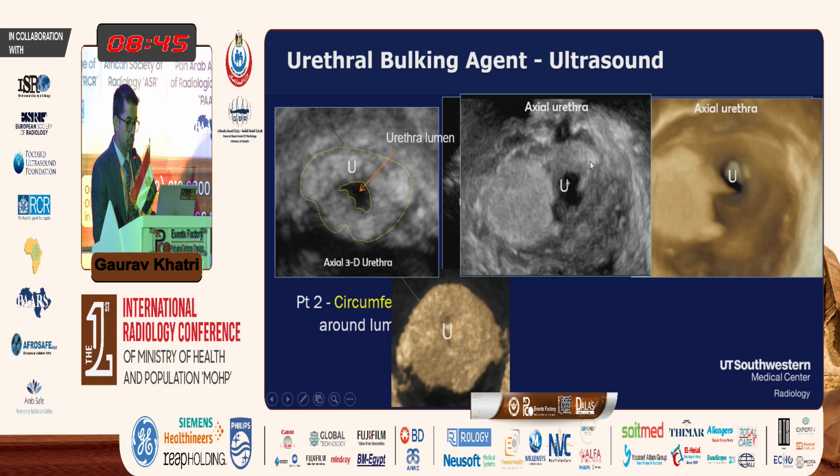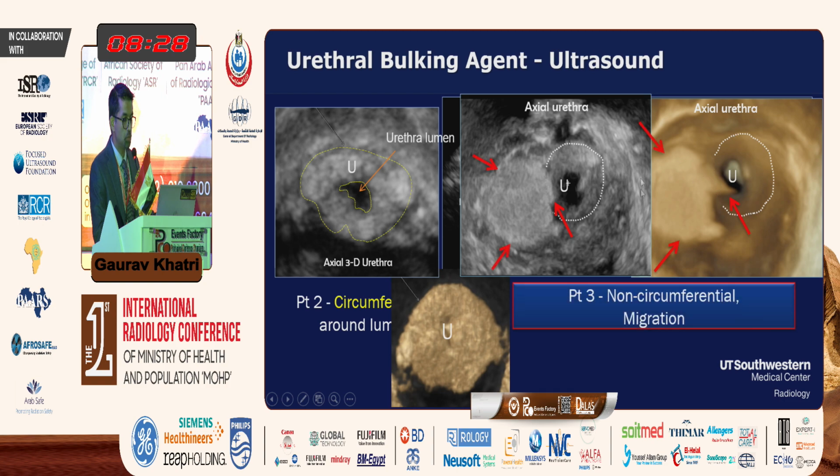So this is a different patient, and you can see I'm going to draw a circumference around what the urethra is. All right, so this is the lumen centrally. This is the urethra, and now you can see that there's bulking agent on the patient's right side of the urethra, but instead of being in the wall, it actually has gone outside the urethra. So this is actually migration of the bulking agent into the periurethral tissue. So this is not normal, okay? The normal should look like this in the circumference around the urethral lumen. This is abnormal where it's gone outside the urethra.